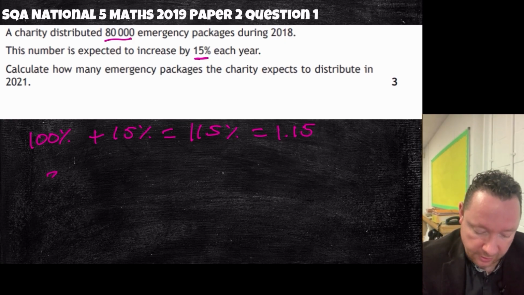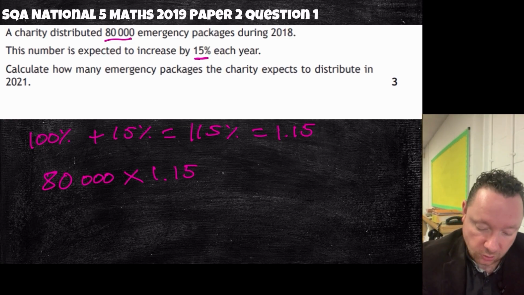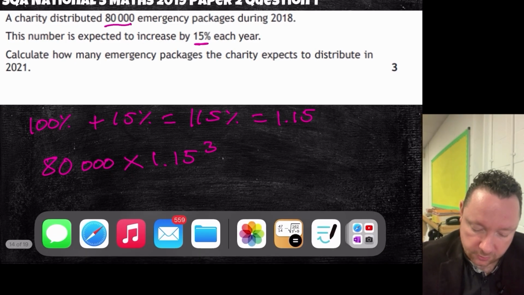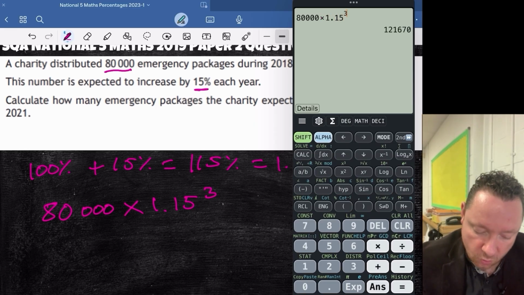So now we take our 80,000 times 1.15 to the power of the number of years, 18, 19, 20, 21, 3 years. Get a calculator, 80,000 times 1.15 to the power of 3, 121,670.